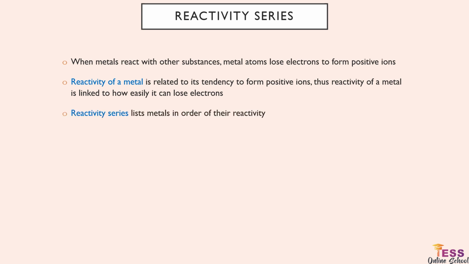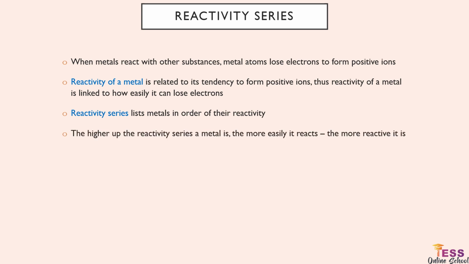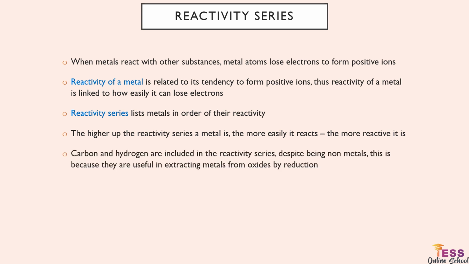Reactivity series lists metals in order of their reactivity. The higher up the reactivity series a metal is, the more easily it reacts and therefore the more reactive it is. Carbon and hydrogen are included in the reactivity series despite being non-metals, which is because they are useful in extracting metals from their oxides by reduction. A more reactive metal can displace a less reactive metal from a compound.